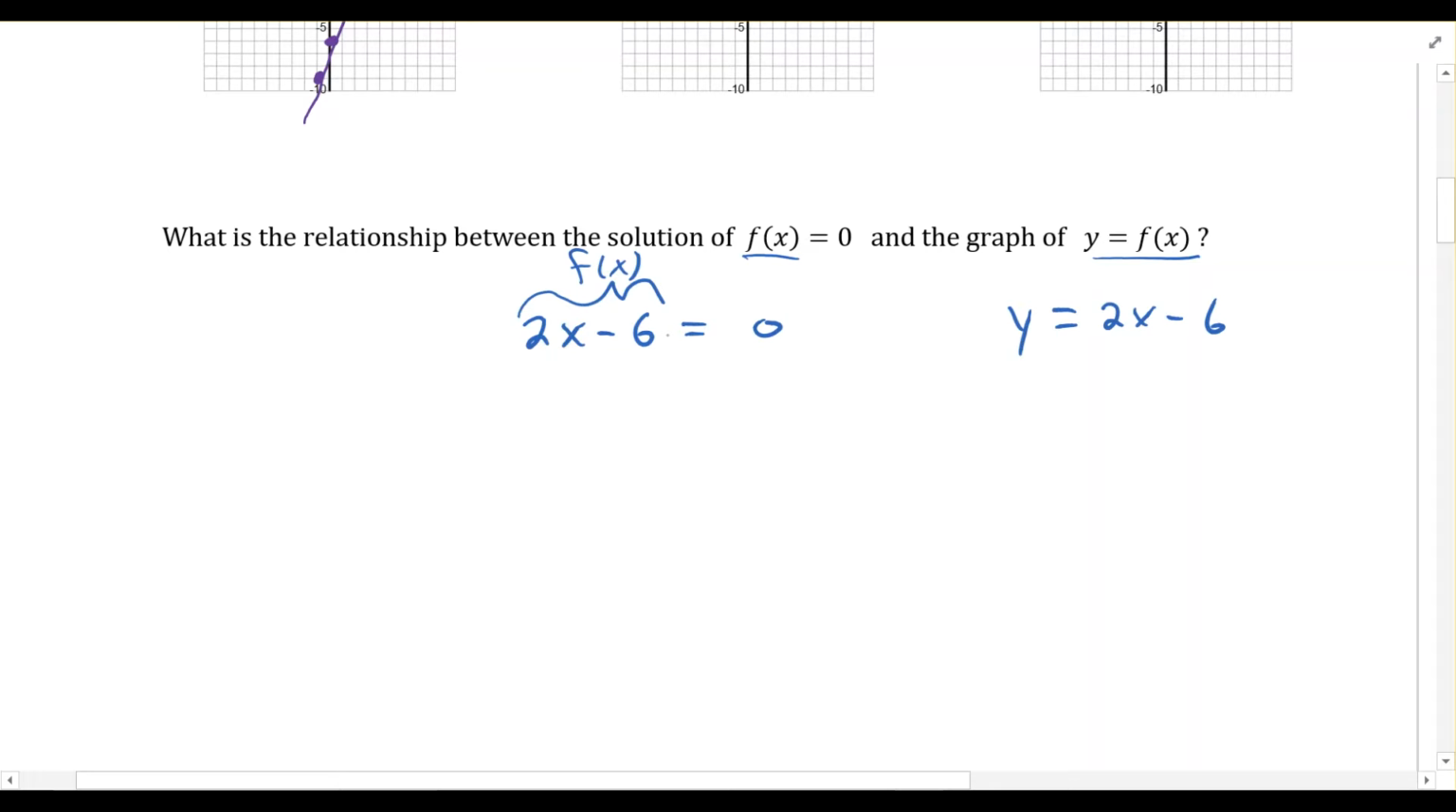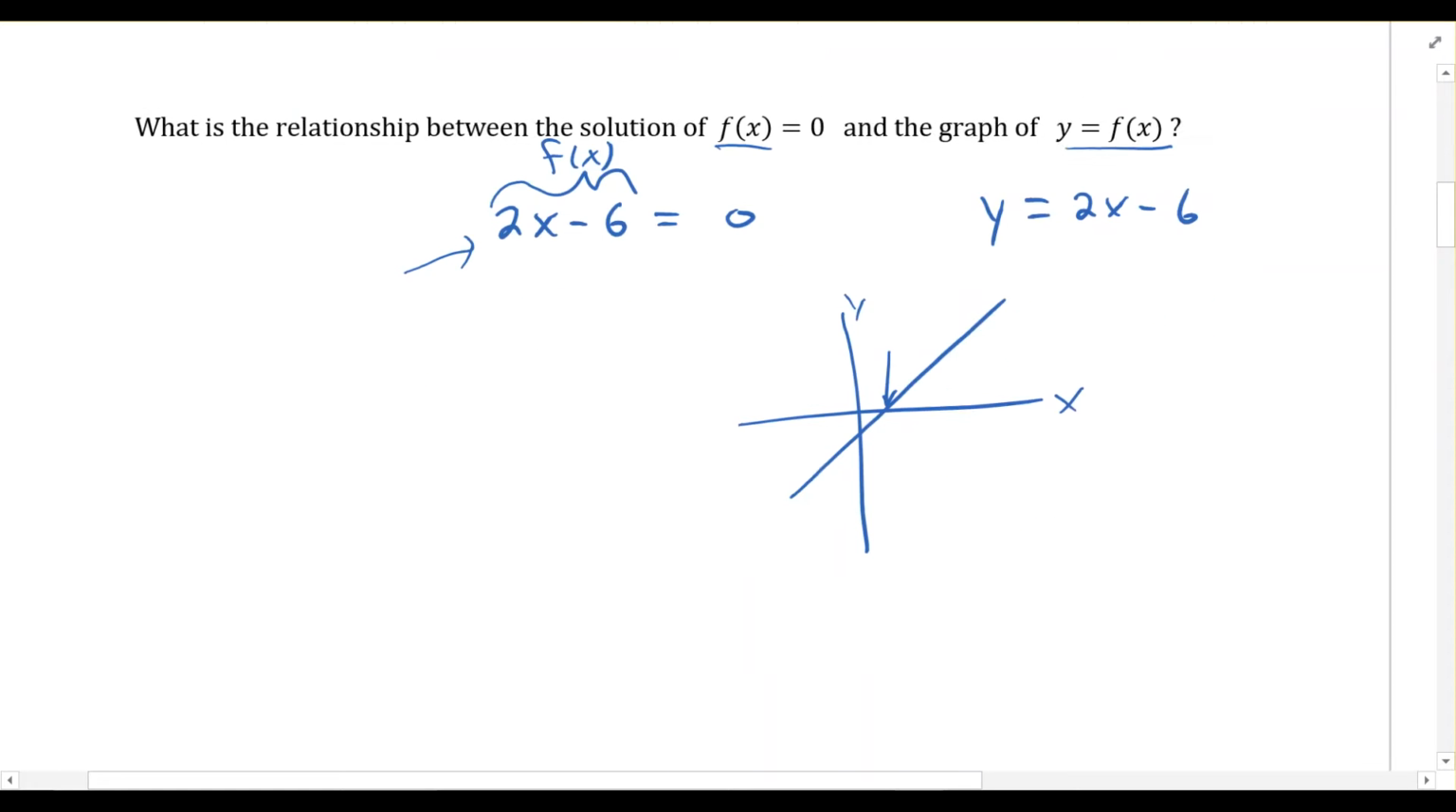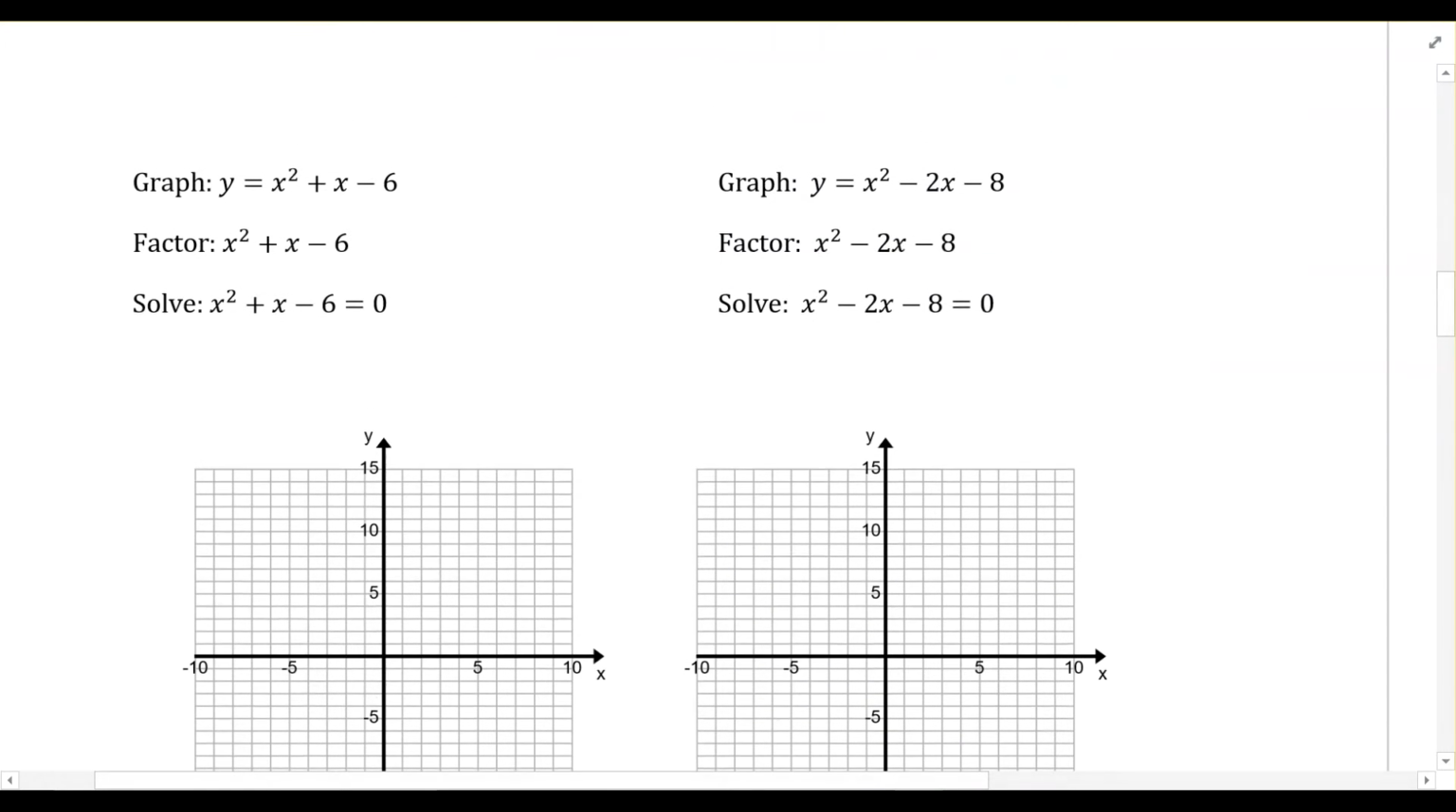Well, it's like what we talked about up top there. If you were graphing this, this is where our graph crosses the x-intercept. So if you solve for x in that case, you're going to figure out where it crosses the x-axis. All right, moving on.